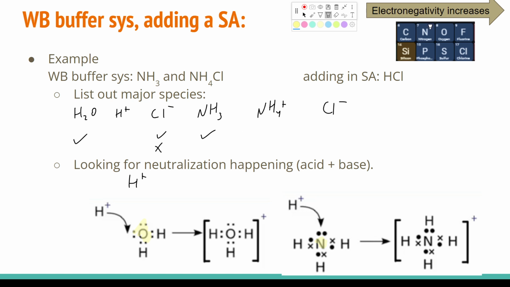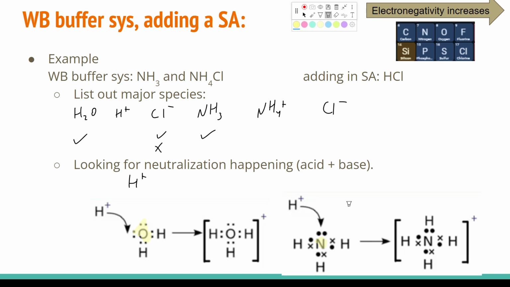So we notice that nitrogen is less electronegative compared to oxygen. And so the N is less strongly holding electrons compared to oxygen. Because again, electronegativity is about how strong the electrons want to stay with that atom. And so because N is less strong compared to oxygen, it is a better electron donor.